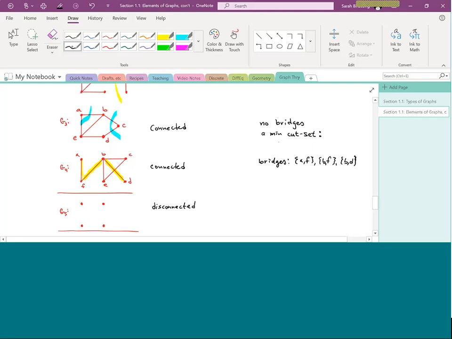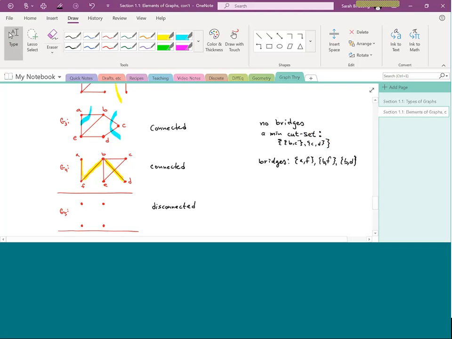So a minimal cut set here would consist of 2 edges. I'll do the one you guys sent me first, which is BC and CD, although the other one at A would also work. Oh, yep, you're right. There's a third one at D as well. And you can also do a cut set here at E, but E would not be a minimal cut set because it would have 3 edges.